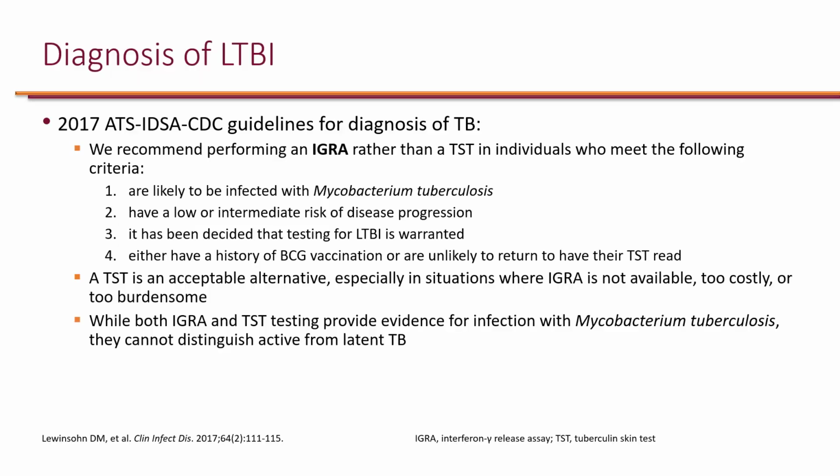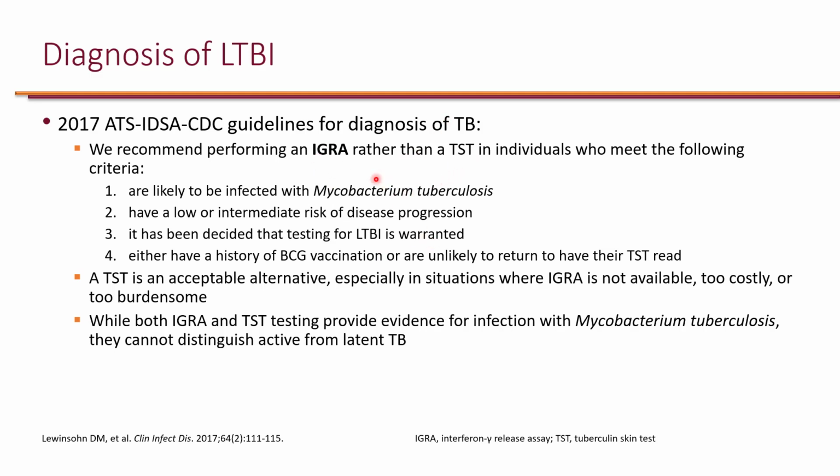Here are the recommendations from the 2017 IDSA CDC guidelines for diagnosis of tuberculosis. In general, the interferon gamma release assay is preferred over the tuberculin skin test, especially in these four populations, including patients who have received the BCG vaccination. Most other countries have routine vaccination with BCG, and because this can lead to a false positive skin test, it is recommended for these patients to have the IGRA used over TST.